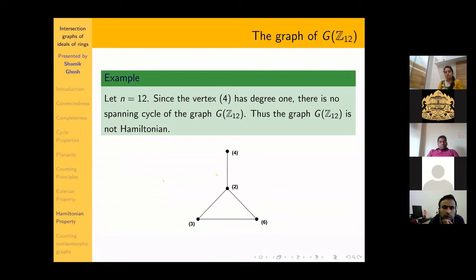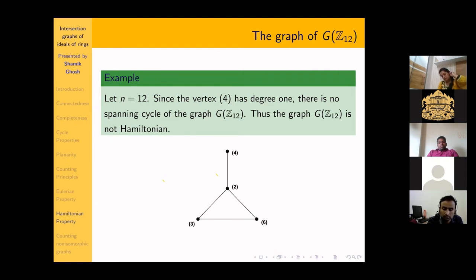Again, for those who are new to graph theory, I am just giving you a reminder. The graph is Hamiltonian if the tour is like this: you have to start from a vertex, and you have to come back to the same vertex, but without repeating any vertices. This cycle is called a spanning cycle or Hamiltonian cycle. And the graph is called Hamiltonian if such a cycle exists in the graph.